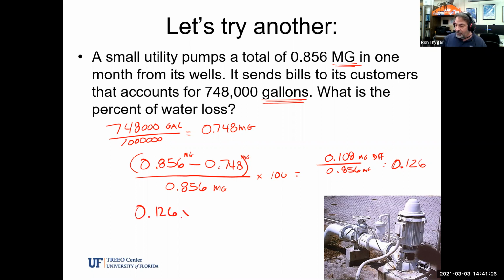0.126 times 100 is going to move my decimal point 2 places over, and I get 12.6% water loss. So not too bad, less than 20%, not quite down to the 12%. So that's how we work out the percent water loss.